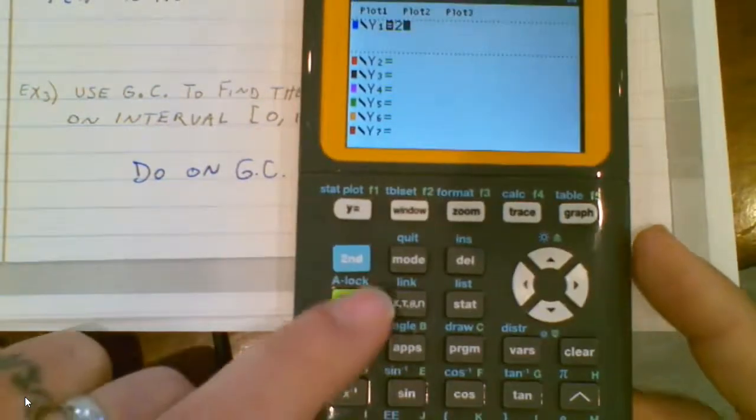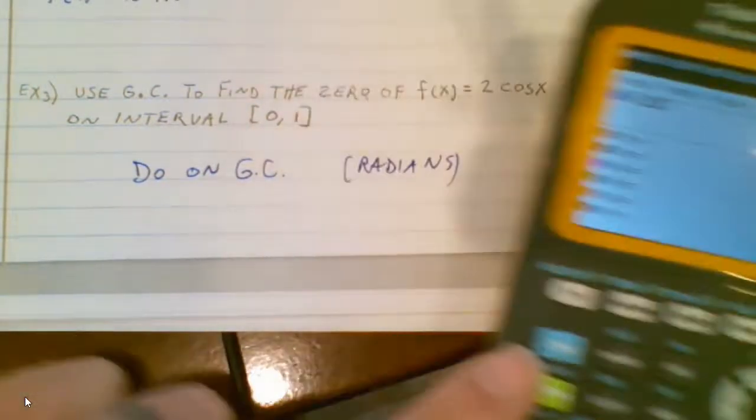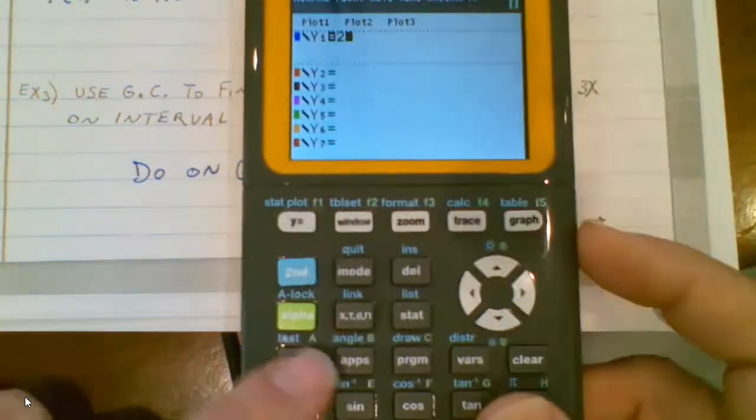And so one way to simply do that, so I'm just going to graph the whole thing. So 2 cosine x minus 3x.